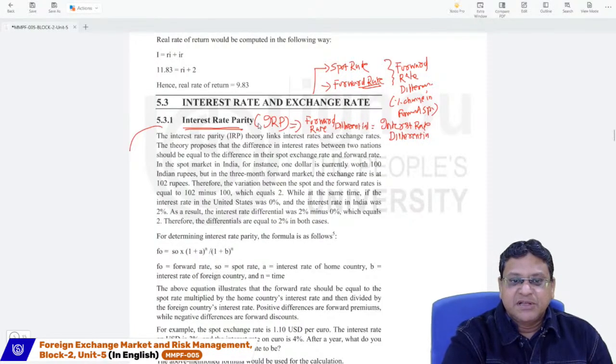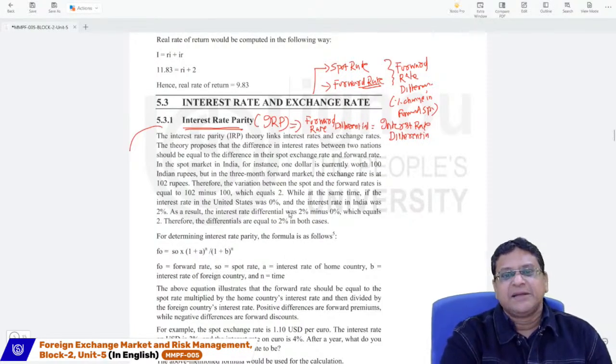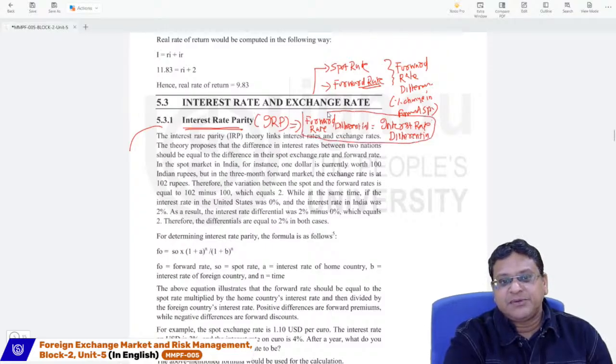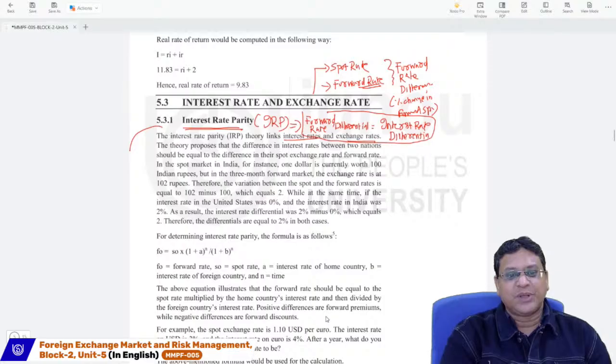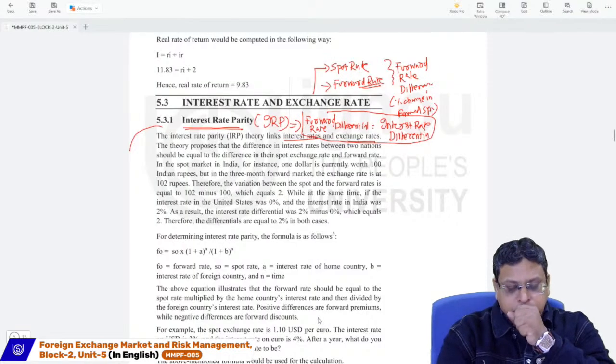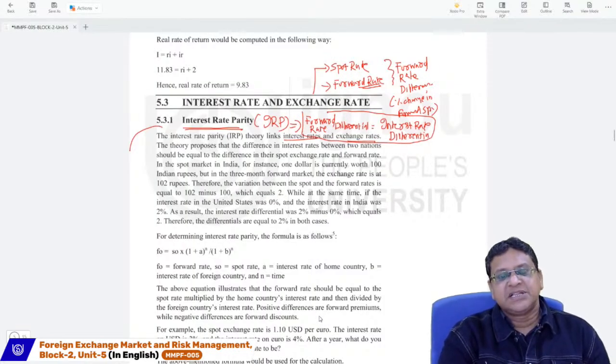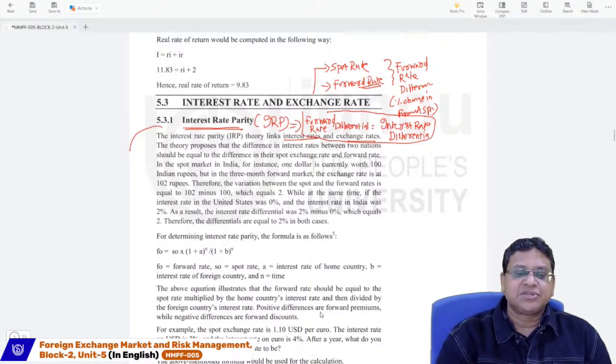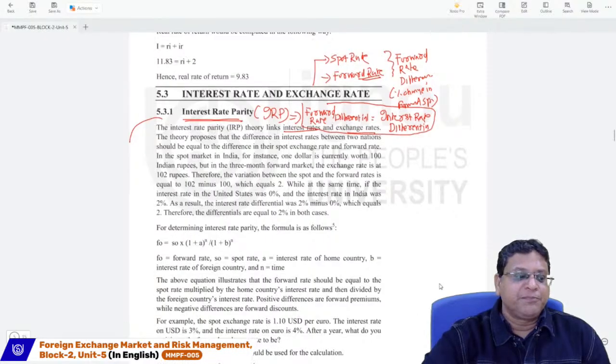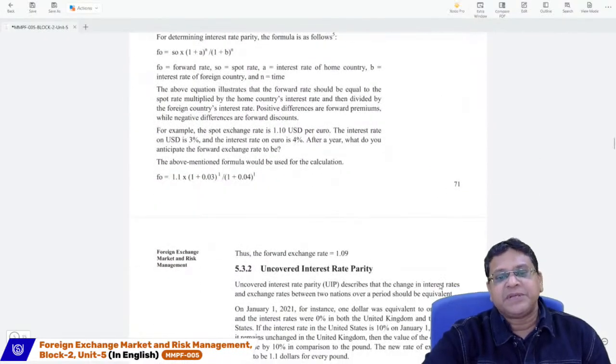Okay, this is the concept of interest rate parity theory. This is the crux of interest rate parity theory. Interest rate parity theory links interest rate and exchange rate. This is the concept of IRP theory. So we have discussed three different important theories of exchange rate.